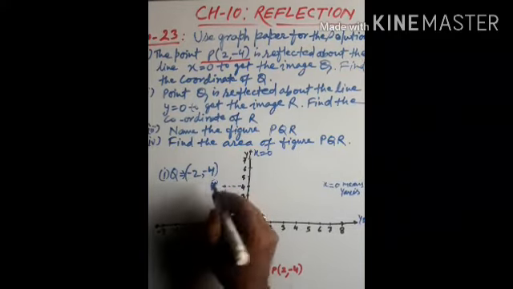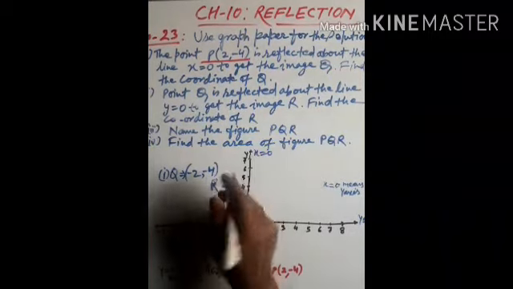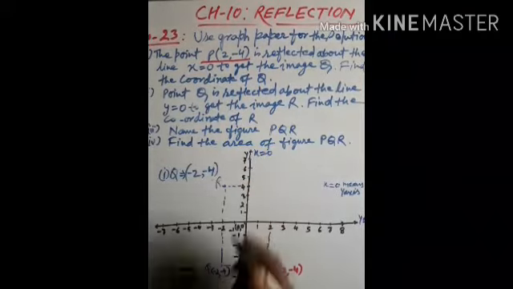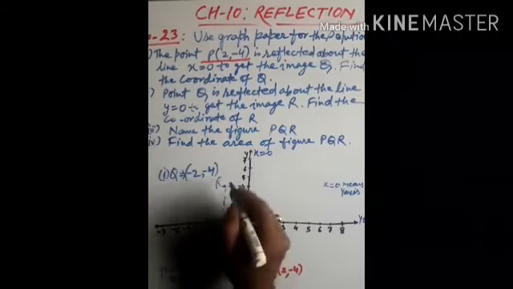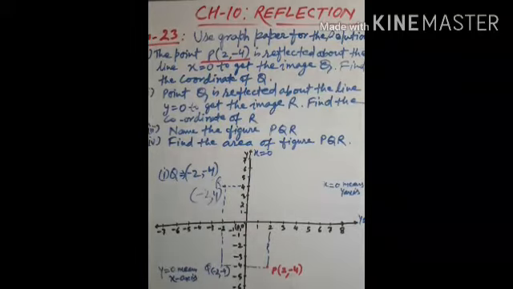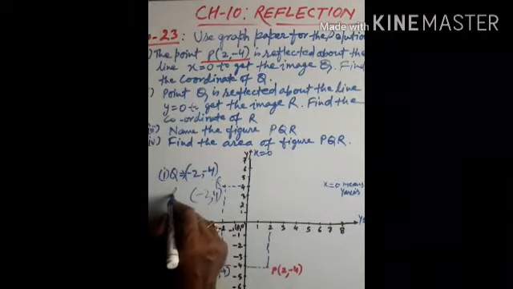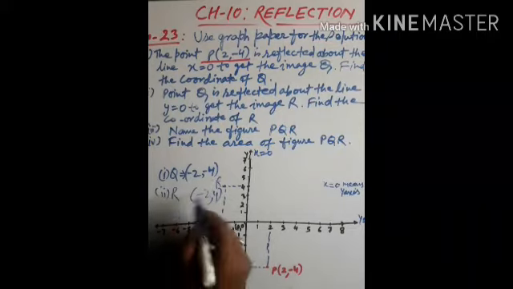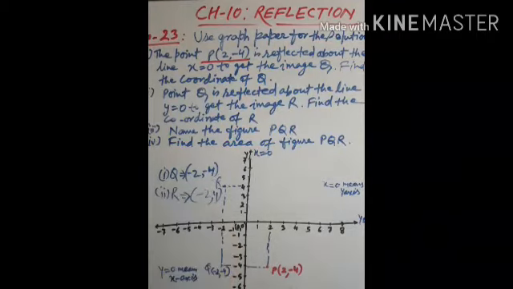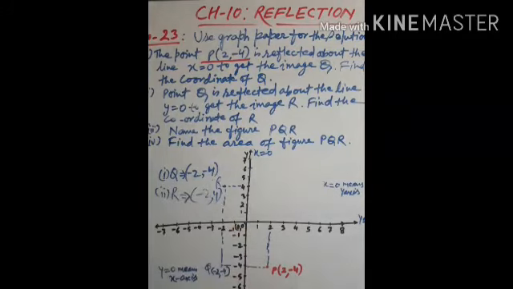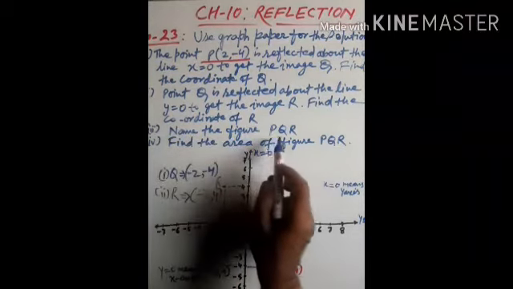This is R. And what is the coordinate here? R is -2 and 4. -2 4. So the image R, second answer is image of R is -2 4. Okay, -2 4. Now you have to find the figure PQR.